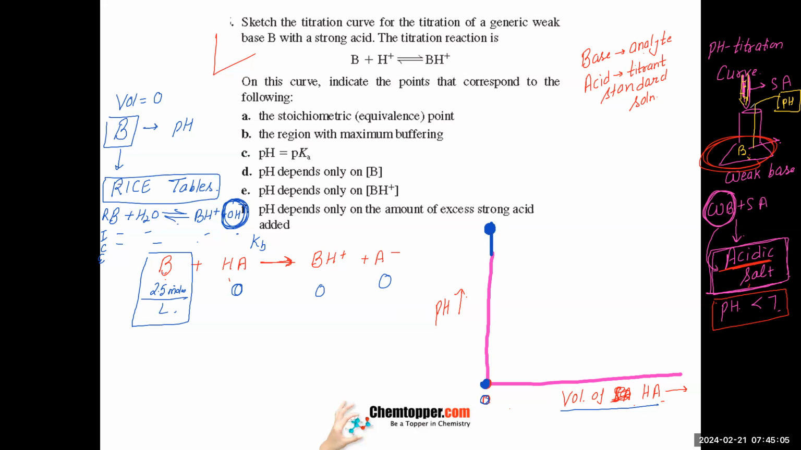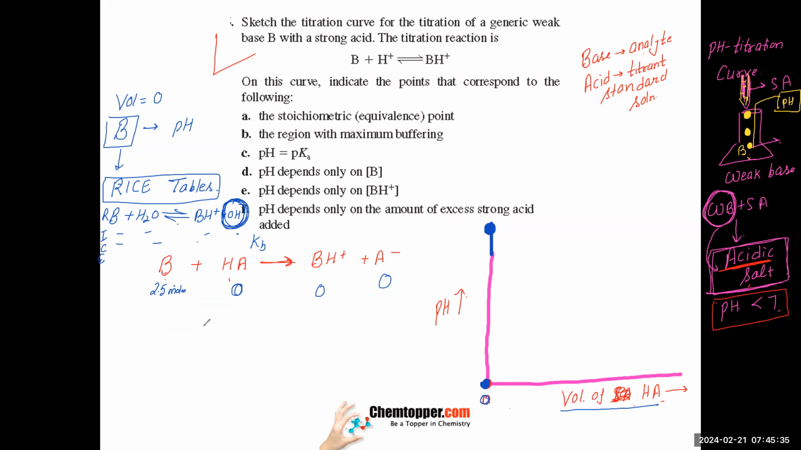Now you started adding drop by drop the acid. Titration has started. You're adding acid from the burette, right? Drop by drop. So as you are adding acid, reaction starts. So let's say I'm working with the moles now. Can you tell me why should I work with the moles? I decided to work with the moles.